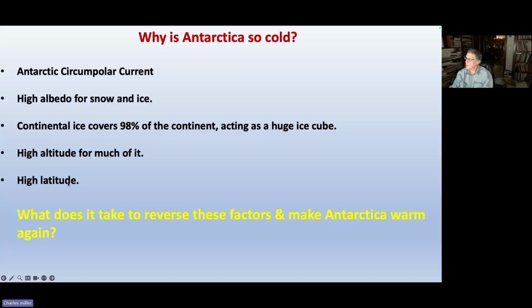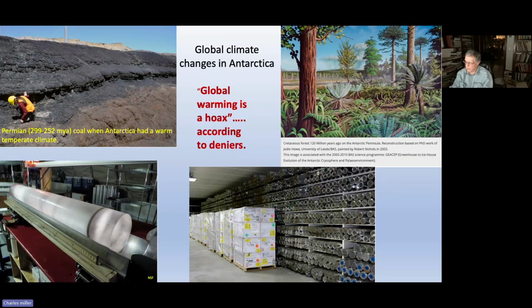So what does it take to reverse this? Well, you have to shut down this current, and you have to keep pumping in all those greenhouse gases that we're doing a good job of doing. So now that takes us into a little discussion of Antarctica and global warming. And here we see Permian coal. And everyone knows that coal is formed in warmer climates, so tropics and subtropics.